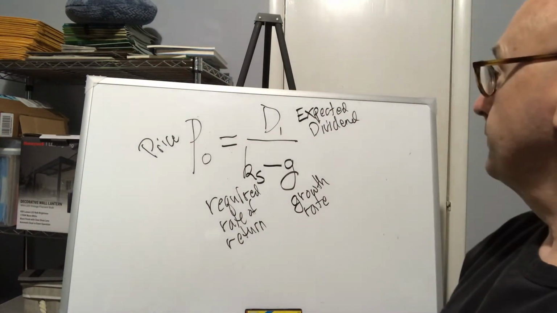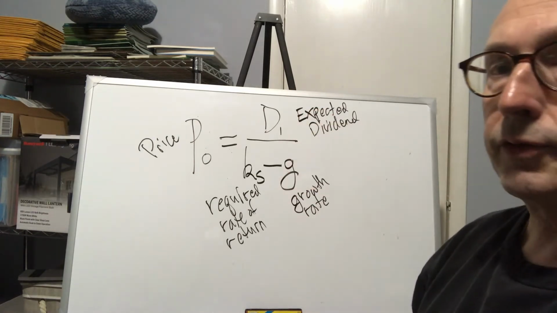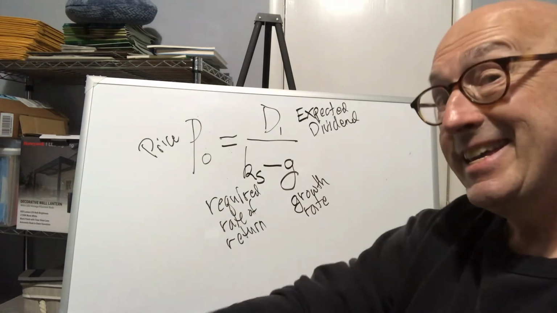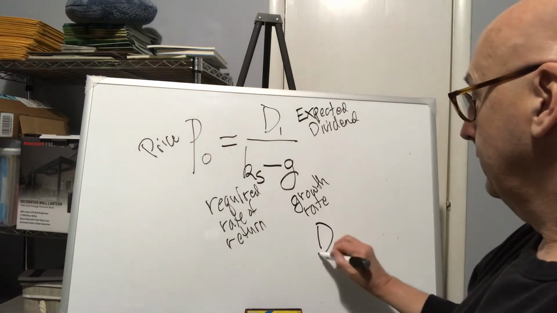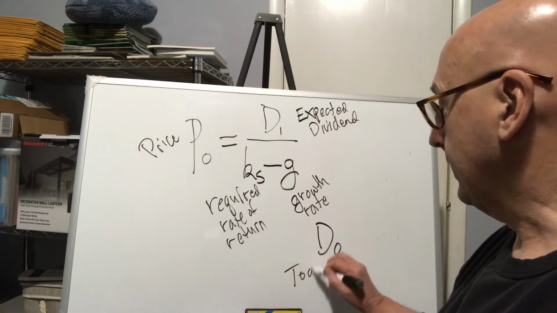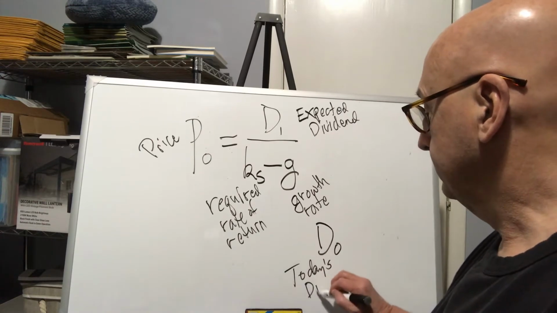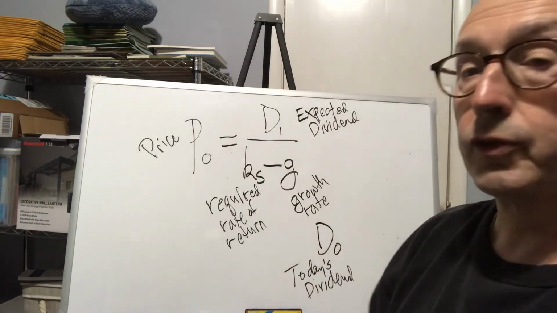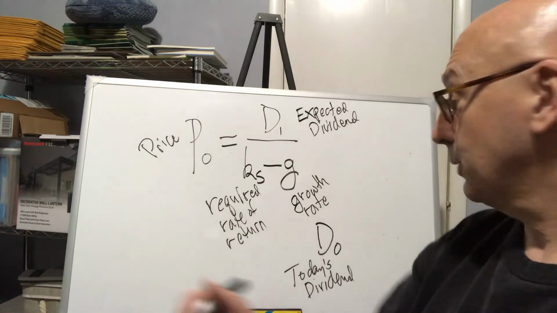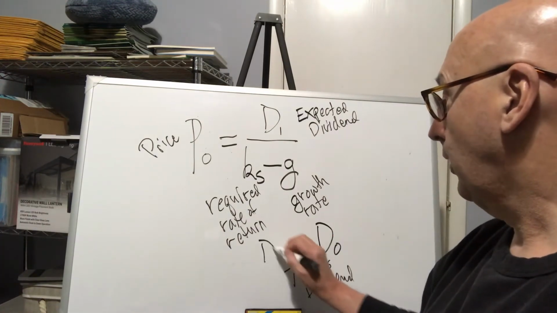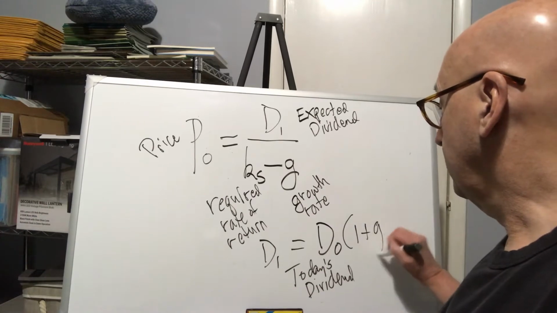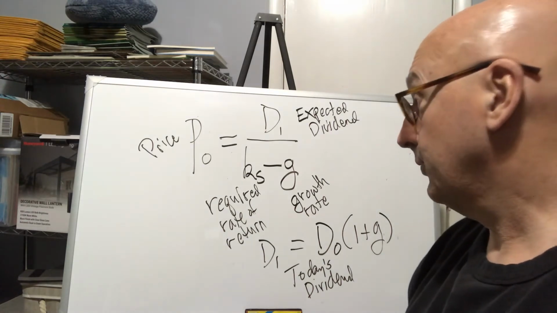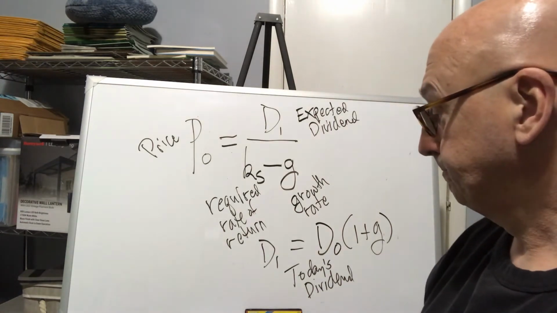So the price today. Now, you'll see, a lot of this depends upon what information you're given. For example, if you're only given today's dividend, that would be D0, or today's dividend. So in order to use the model, I've got to find the expected dividend. Well, it's a pretty easy thing to do because D1 is just D0 times 1 plus g. So it really is not much more difficult than that.